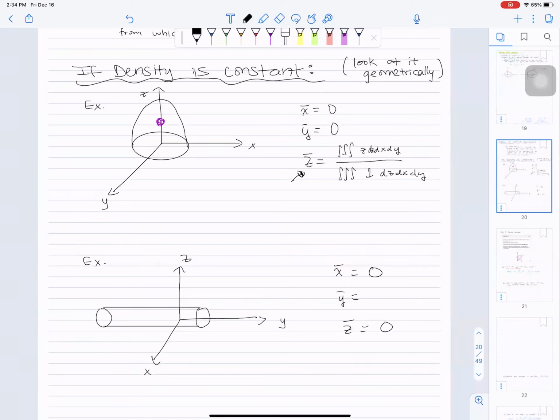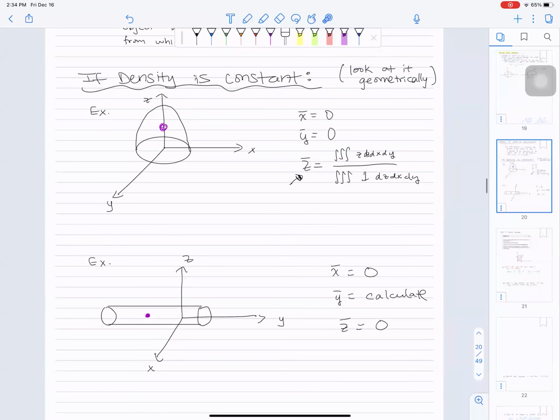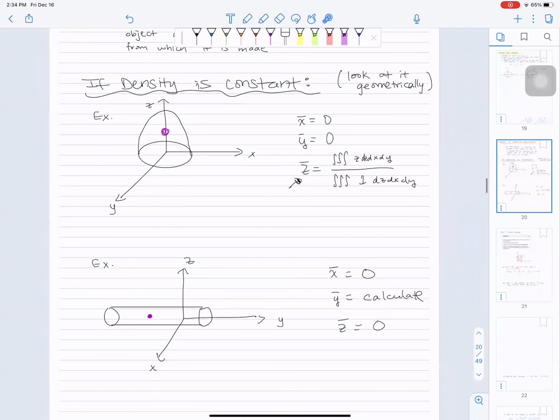And y bar is the hard one to calculate, because I don't know where the middle of y is. The middle of y could be here, that purple point, but I would have to actually find what that is. Okay, any questions so far?